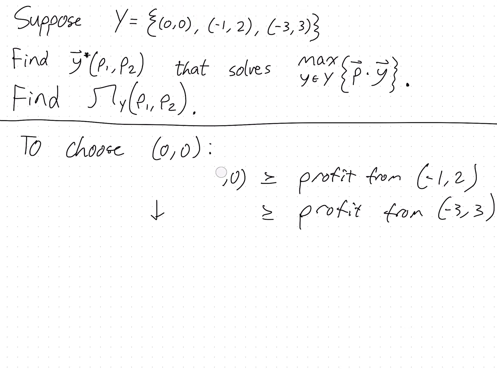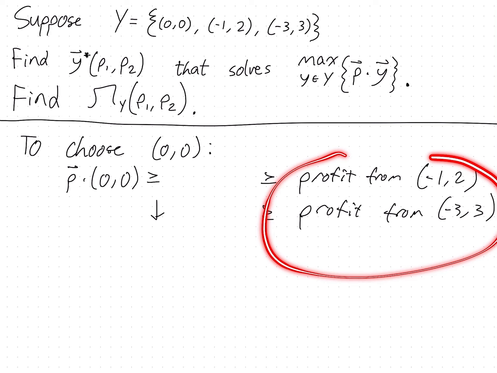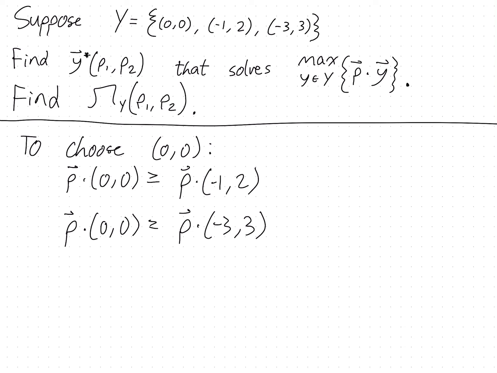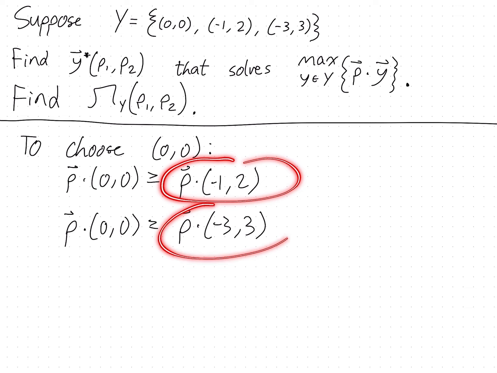So we can replace this with p dot (0, 0). We can replace this piece over here with the following things: p dotted with (-1, 2), and p dotted with (-3, 3). So this is what would have to be true for us to pick (0, 0). This should make sense because for us to produce nothing, it has to be that that gives us more than both of our other production options.